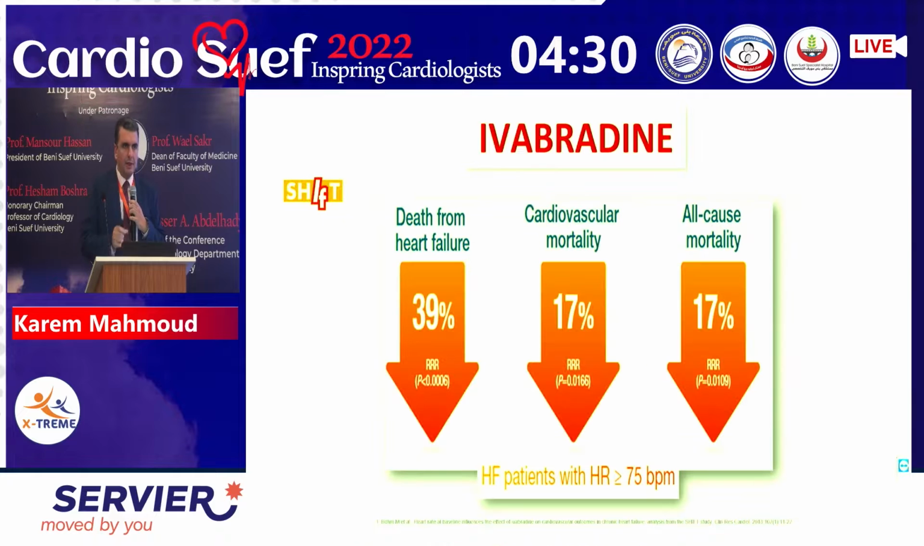عشان نكمل كل البنفيت بتاع الافابرادين دي برضو كان في من شيفت ترايل. The ivabradine in combination with beta blocker was also associated with a reduction of death from heart failure, cardiovascular mortality, and all-cause mortality, especially in the patient with a heart rate more than 75.